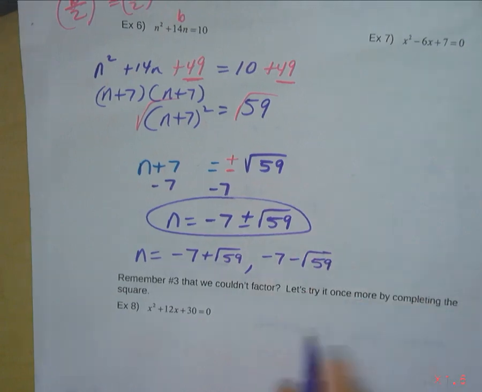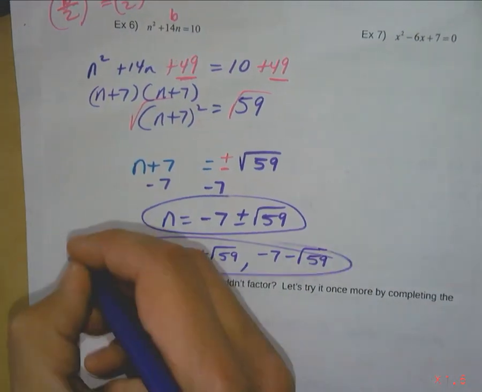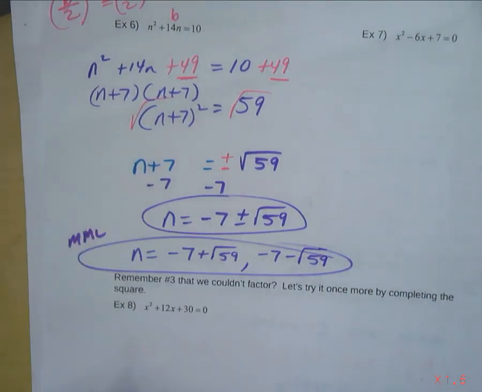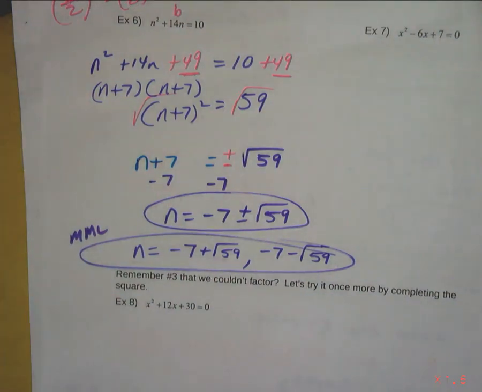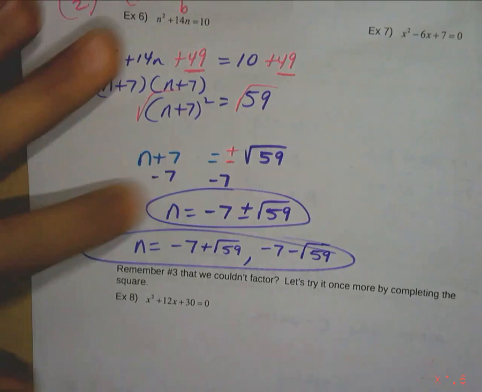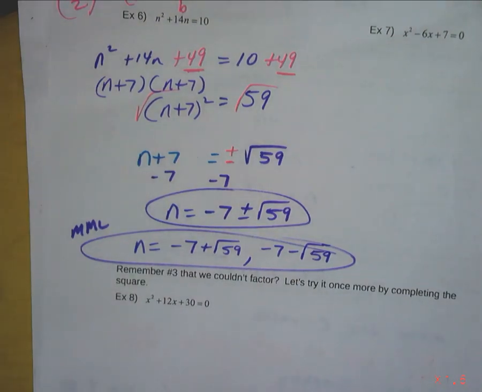We talked about many times that MML can be finicky. So if you're doing your homework and they don't accept the first one, then try the second one. But I would try this one because usually they offer a plus or minus sign there.